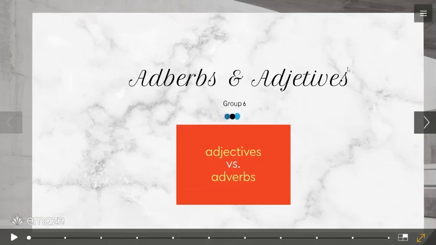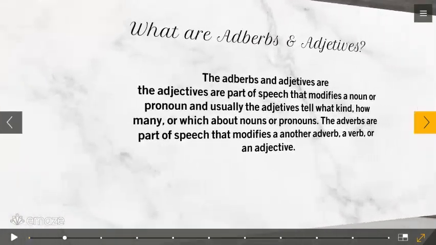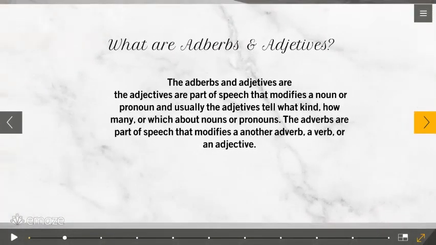Hello. We have group 6 and the topic is adverbs and adjectives. What are adverbs and adjectives?